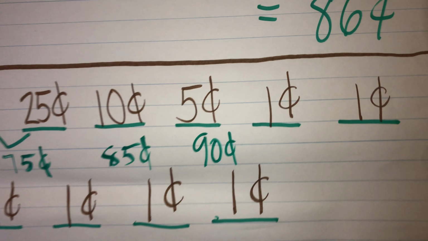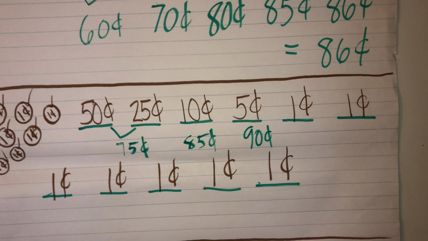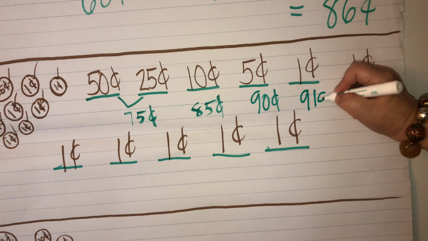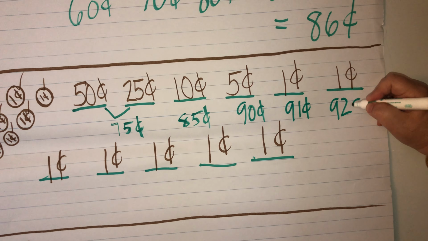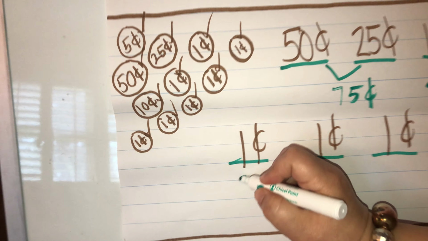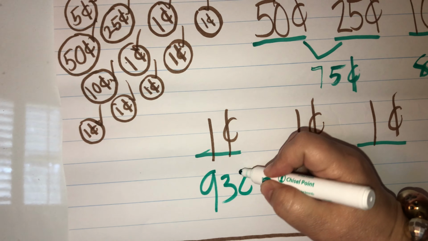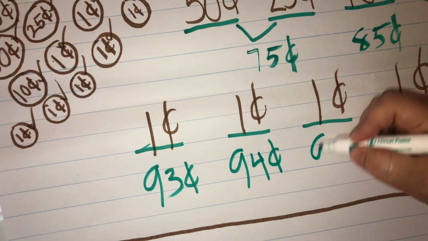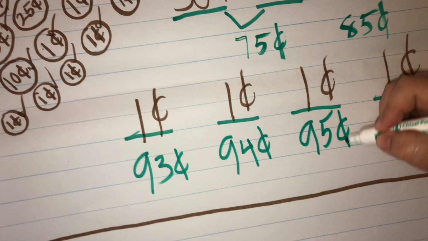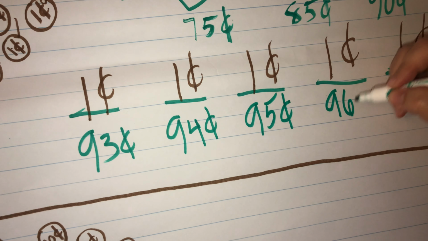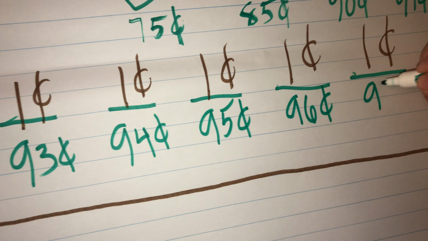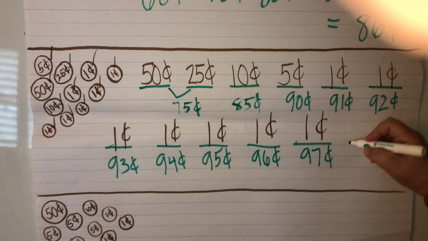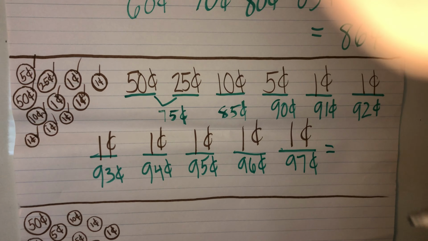And I look at what's left. It's just pennies. So pennies is just like counting by ones, which is what we're used to doing. So we have 91 cents, 92 cents, 93 cents, 94 cents, 95 cents, 96 cents, 97 cents. So our total is, what is it, boys and girls?